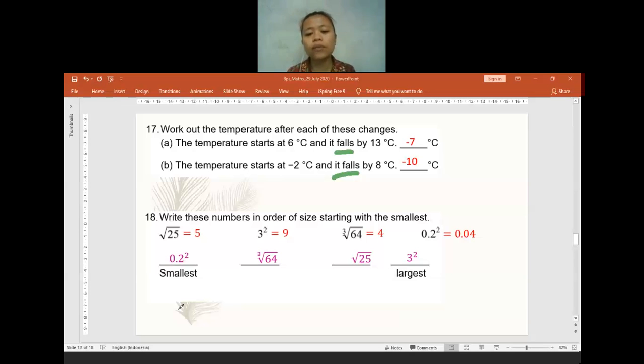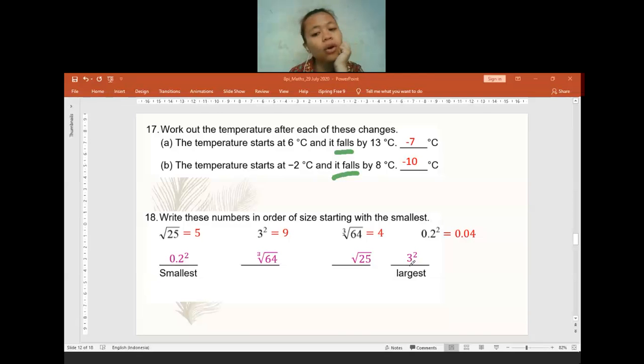Cube root of 64 will be equal to 4. 0.2 squared will be equal to 0.04. So now we can check which one is smaller, which one is getting bigger, and I can find the largest. So I will write it as 0.2 squared, cube root of 64, and then square root of 25, and the last one is 3 to the power of 2.